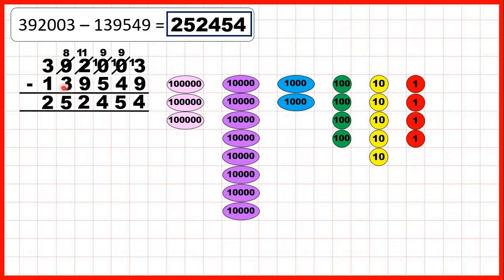Now we need to take away 3 10,000s to give us 5 as our 10,000s digit, and we need to take away 1 100,000 to give us 2 as the 100,000s digit of our answer, 252,454.